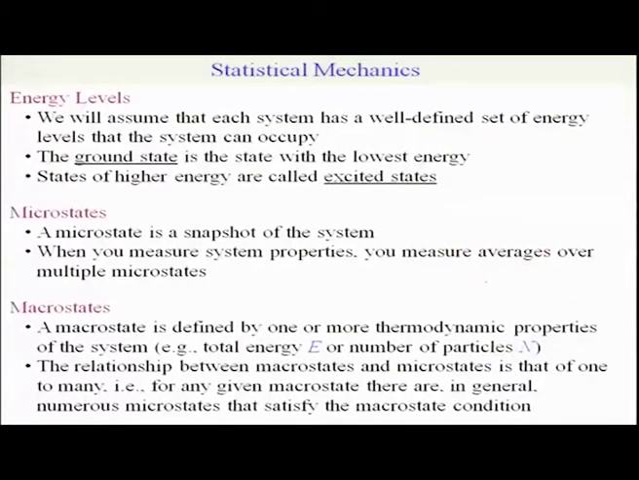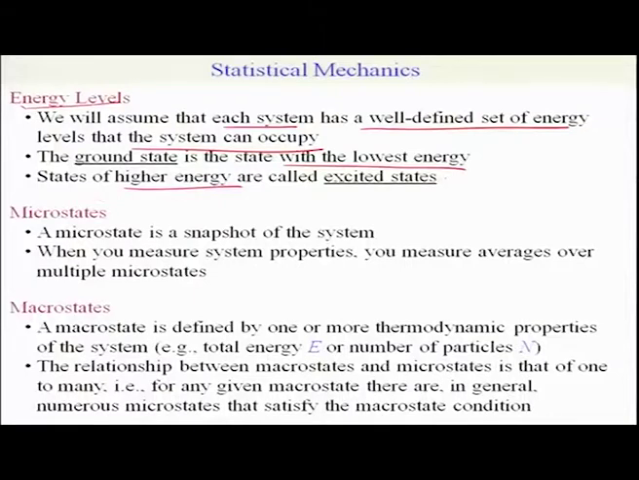Let me first go through the basic definitions of various terminology which we use in statistical mechanics. We will start with the energy levels. We assume that each system, whether a molecular system or an atomic system, has a well defined set of energy levels that the system can occupy. The ground state is the state having the lowest energy. States of higher energy are called excited states.